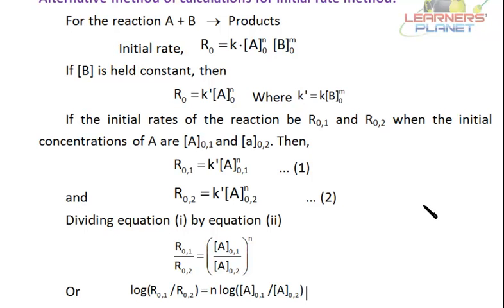I hope you have understood this. You have nothing to do, just take the initial rates at various different initial concentrations of one reactant, keeping the concentration of the other reactant constant, and repeat the experiment with the other reactant also. So the order of the reaction with respect to both the reactants can be determined. After all, what is the order? It is how the change in concentration of one reactant is affecting the rate of reaction.